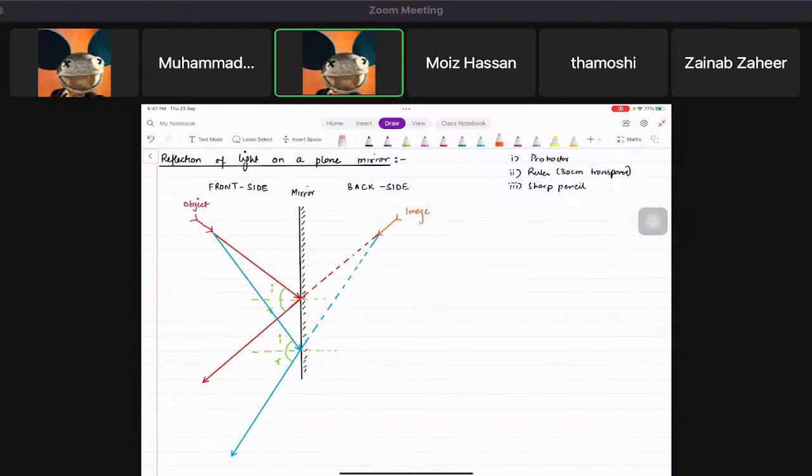And why is this image forming? Because these rays are coming towards your eye. So your eye thinks that basically rays travel straight. So the eye thinks that the image is behind the mirror. Do you understand? Alright, is it clear, everybody?